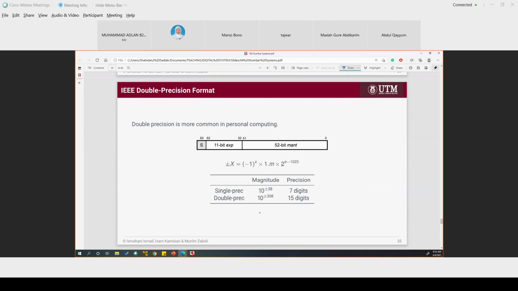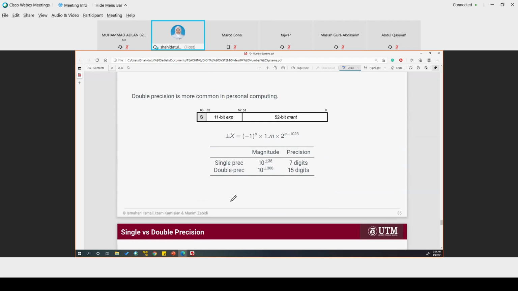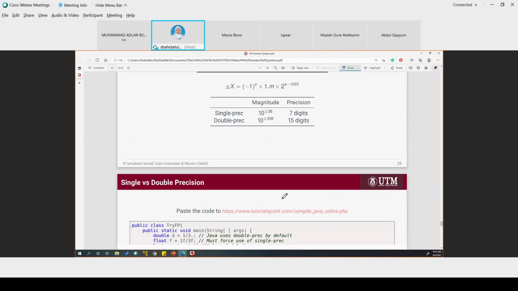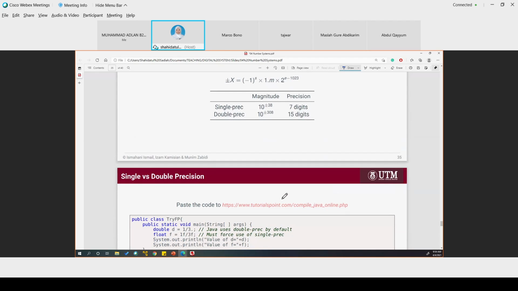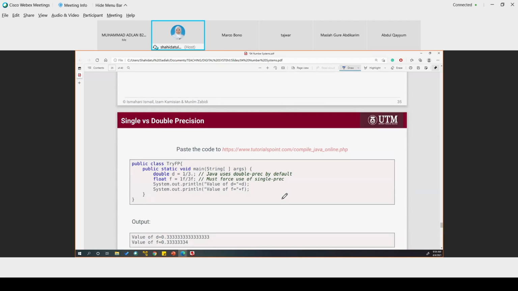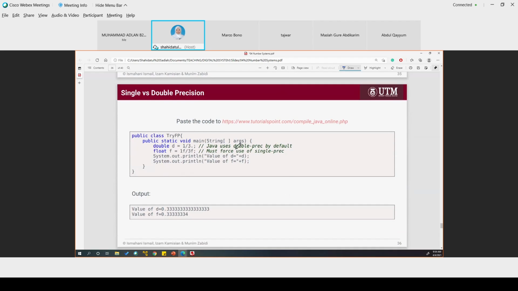Double precision, which is 64 bits, is more common. But in this class, we are only discussing the 32-bit single precision, because it's too long to do in an exam and test if it's 64 bits. You can check this, the single versus double precision.